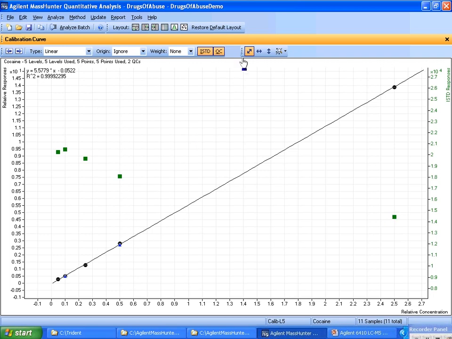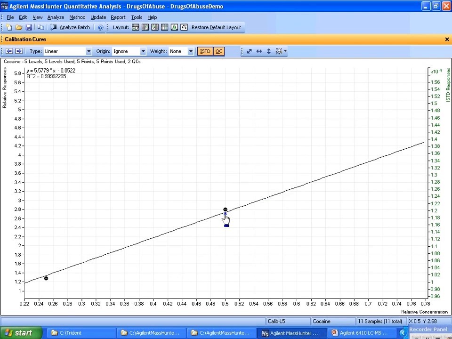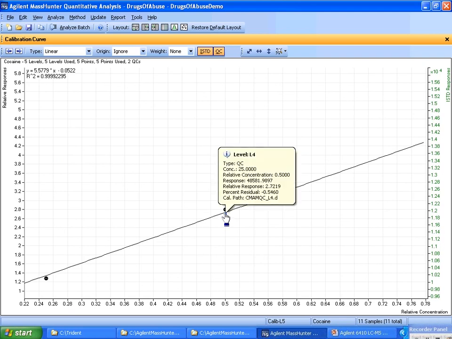Now, as we move across here, similar to the compound information window, this gives me the big picture, all levels. This auto scales the X and the Y. And what I've got here is the ability to zoom in on levels. Now, I can, of course, rubber band using the right mouse, and I can rubber band to the area that I want to see, and I can zoom in and see that QC, level 4, and quite a bit of information about that level and the QC, its concentration, response, relative, percent residuals.